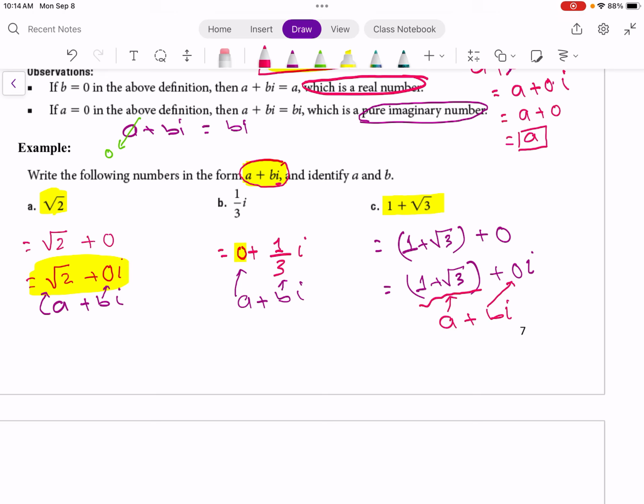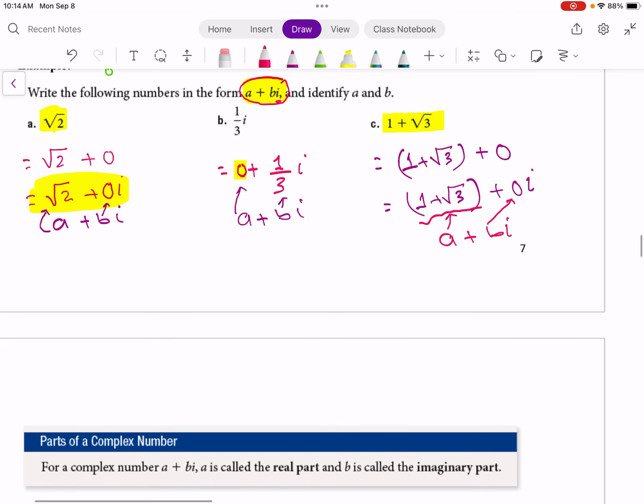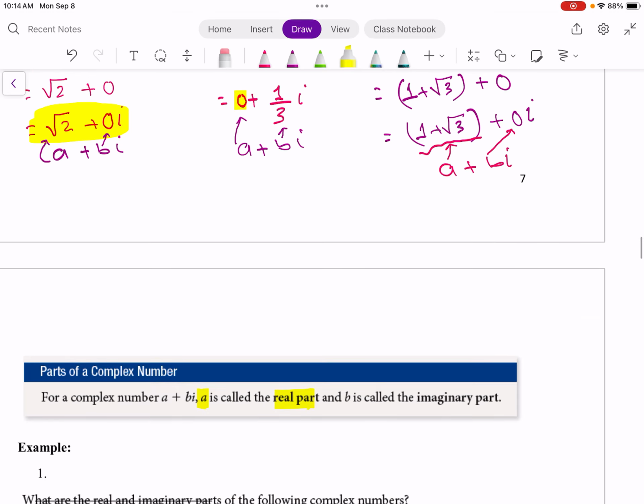Okay, so here a is the real part. We call a the real part, and b the imaginary part. So every a is a real part, and b we call the imaginary part.